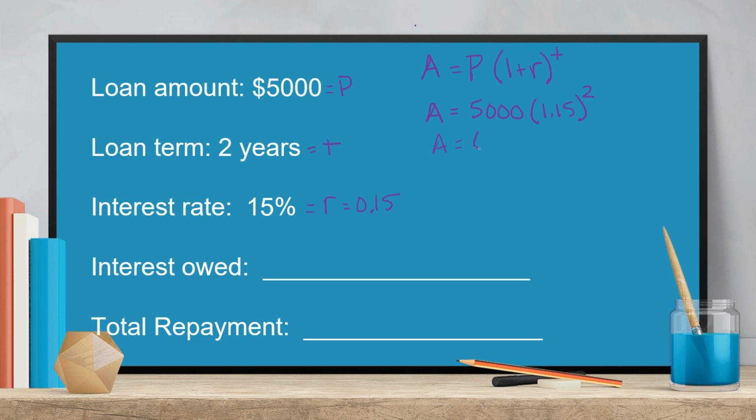So you should have come up with $6,612.50. So that's the total amount. So what was the interest? Well, to find the interest, all we got to do is take the amount minus the principal. $6,612.50 minus $5,000 or $1,612.50. Hefty interest. Kind of might not want to take that loan.